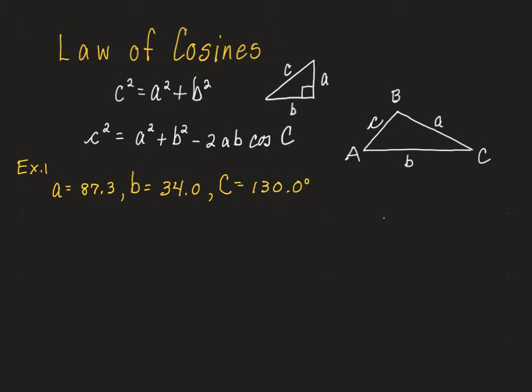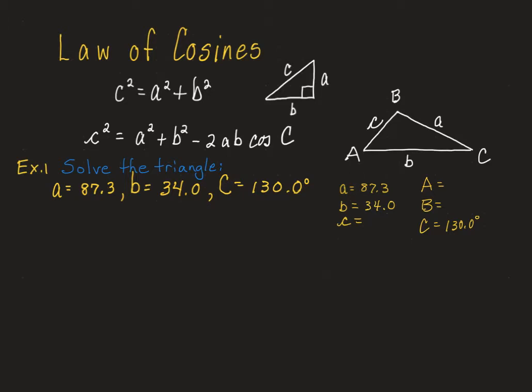So let's look at an example. Here's the first example where side a equals 87.3. I'm not giving you units for that. Imagine it's inches or feet or whatever. Side b is equal to 34.0 units. And notice that is angle C. It's a capital C equals 130.0 degrees. All right, while we're here, let's just notice that there are 3 significant digits here, 3 here, and 4 here.